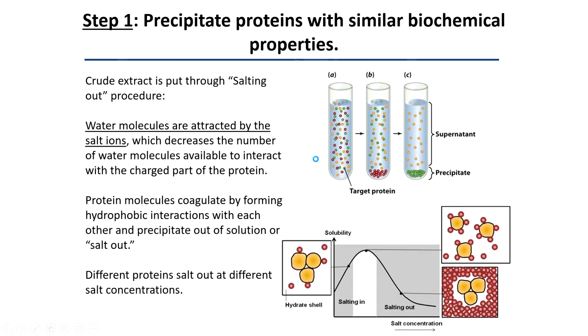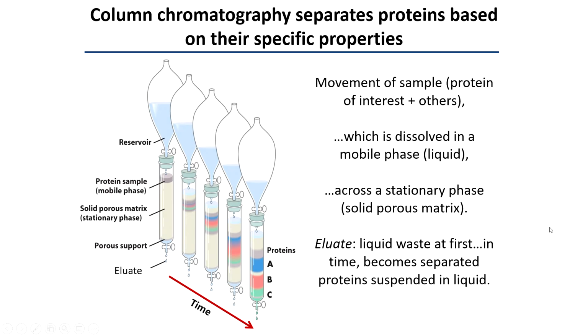Okay, so now we have a precipitate. This is showing a very simple situation where your target protein is the only one that is salted out, but that's not very likely. It's probably going to salt out with other similarly charged or sized proteins that have similar biochemical characteristics. And so you have to continue to remove the contaminating proteins in order to examine your protein of interest. One way to do this is through a process called column chromatography, which separates proteins based on their specific biochemical properties.